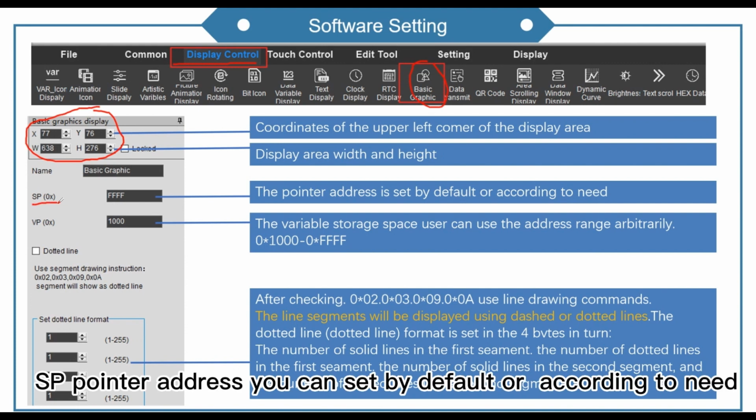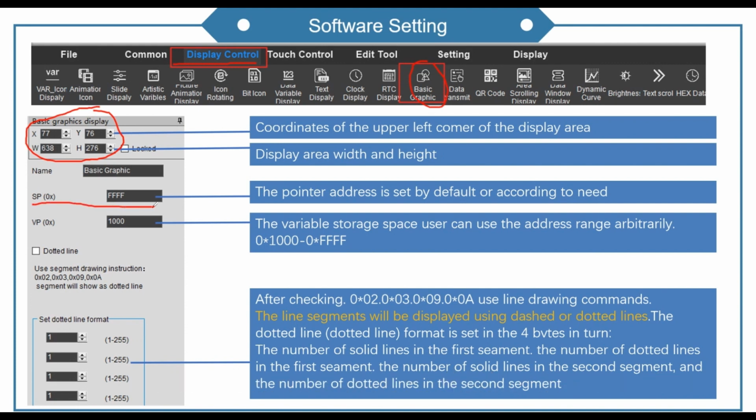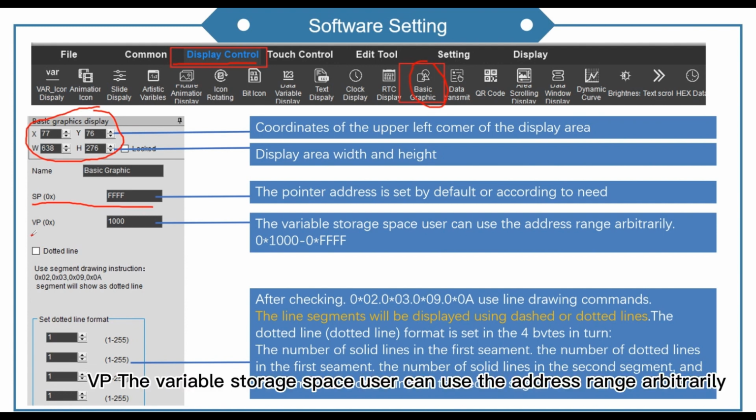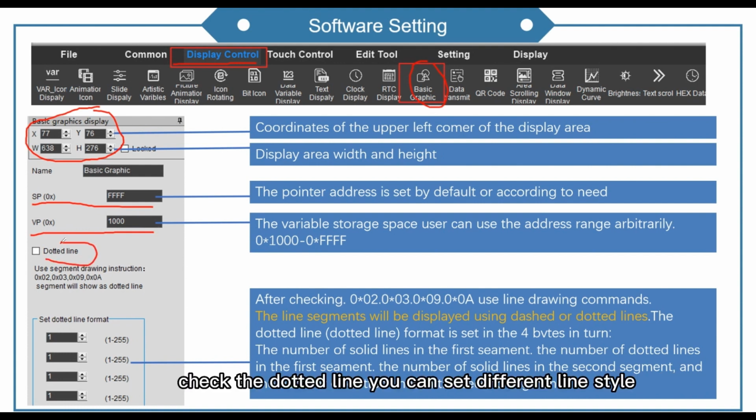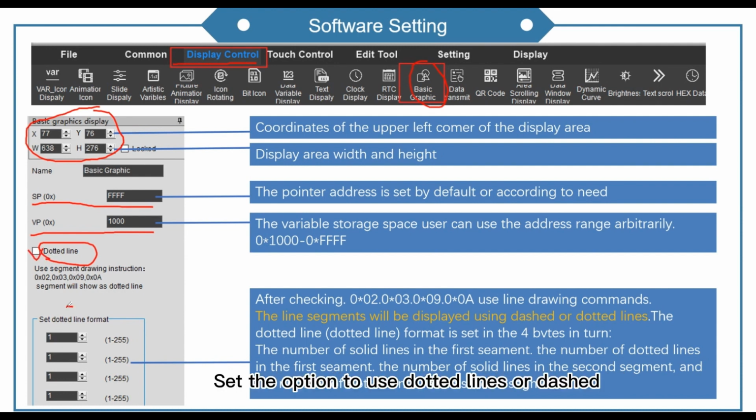SP pointer address you can set by default or according to need. VP, the variable storage space, user can use the address range arbitrarily. Check the dotted line, you can set different line style. Set the option to use dotted lines or dashed.